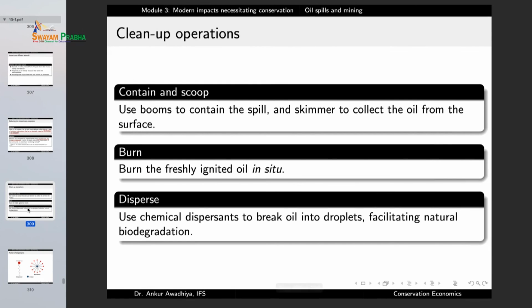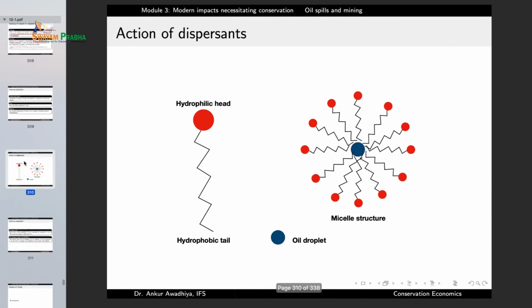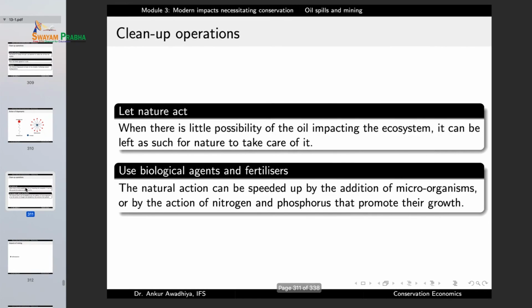So cleanup operations, you can contain the oil by using floating objects, or you can scoop up the oil, or you can burn the oil, or you can disperse the oil using detergents, or you can let nature act, or you can aid the action of nature by, say, putting certain fertilizers or certain nutrients so that those microorganisms that can degrade the oil increase in their numbers.